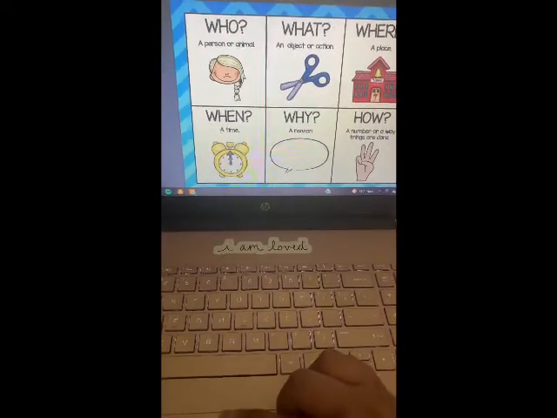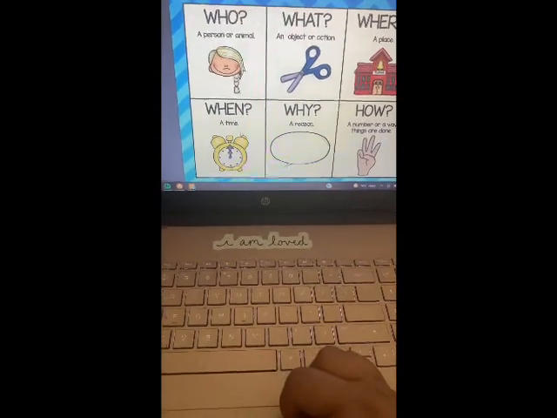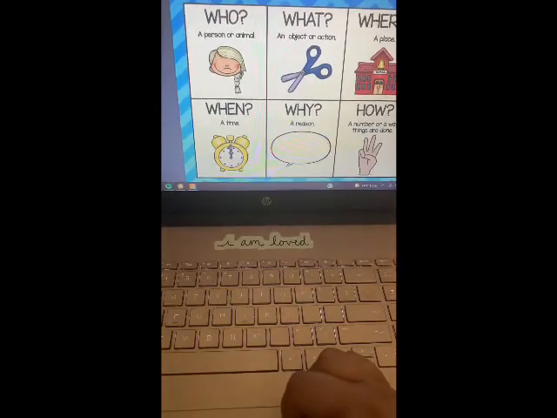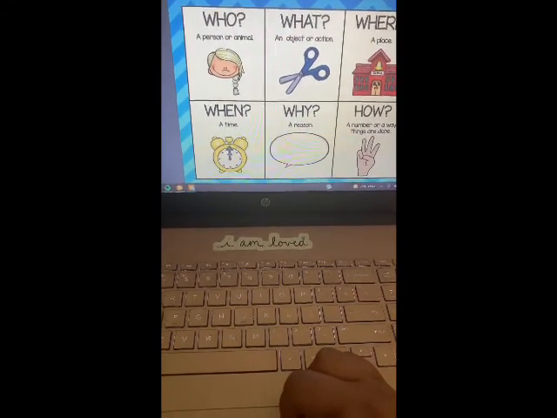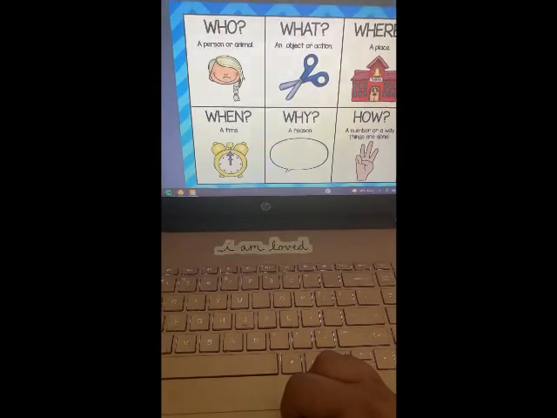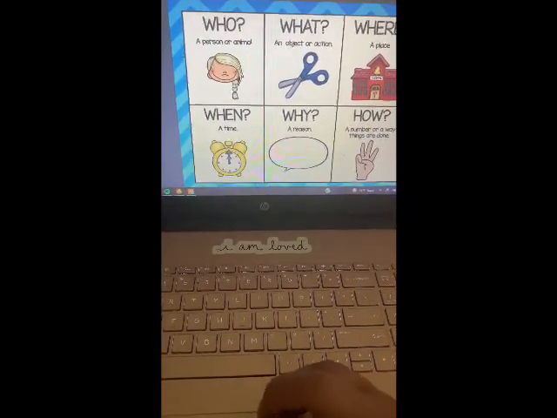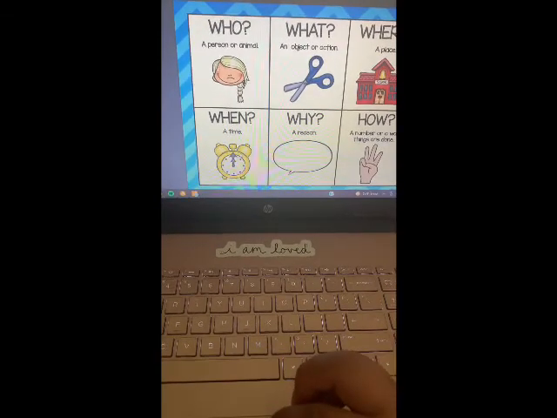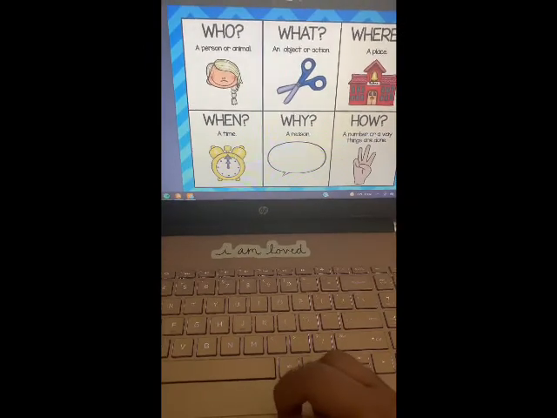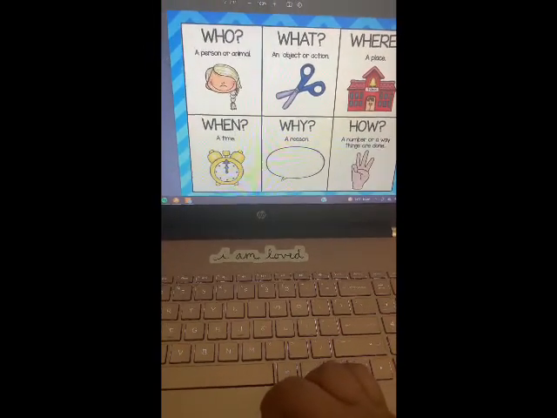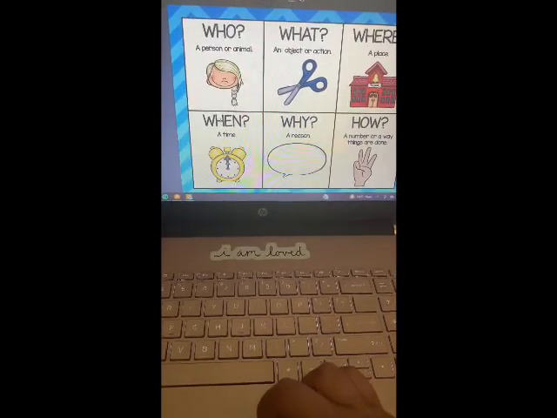Next we have when. So when, they want a time. And so that could be like a time on a clock, like 12 o'clock. It could be a season, maybe spring time. Could be a holiday or a month. Those are all kind of times, depending on what the story is talking about. It might be talking about dinner time or breakfast time. So those are what we're looking for when we say when.